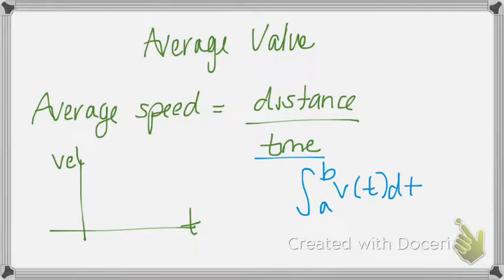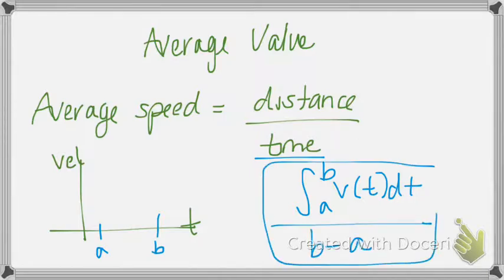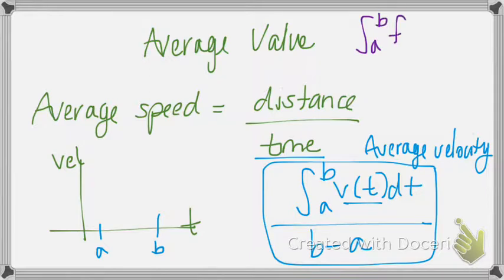And then to figure out the time, like if A is here and B is here, the time is just the difference of that, so it's B minus A. So this right here is a formula that represents average velocity because I put velocity in the equation. If it just said average value, like average temperature or average rate or average whatever, then you would do the integral of A to B of f of x, whatever f of x represented, and then you would divide by b minus a. So that's a formula that you need to know.